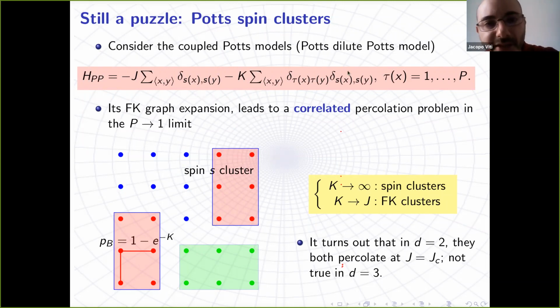This can typically be understood in a renormalization group framework if one introduces what is called a dilute Potts model. Essentially, consider a Potts model which is coupled to another Potts model. I think this has been discussed also; there was some discussion yesterday on Slack about coupled Potts models. So this is an example.